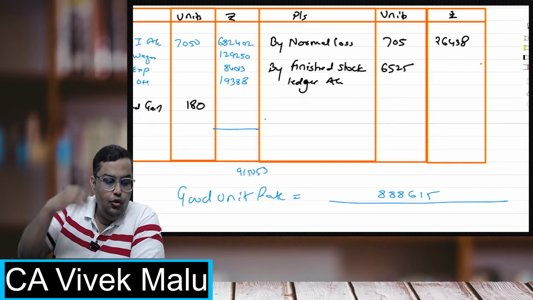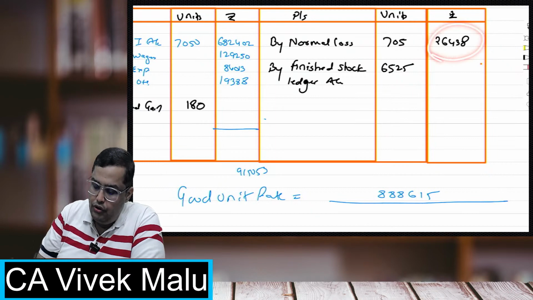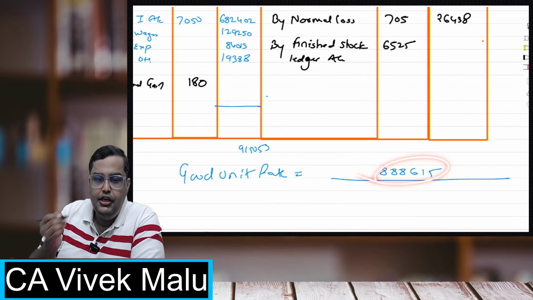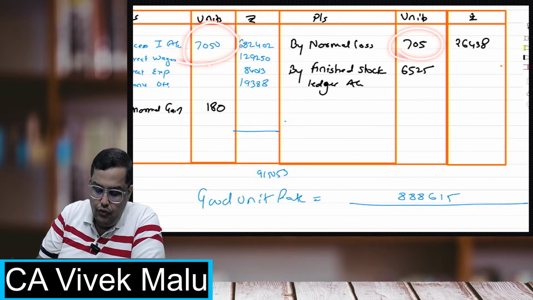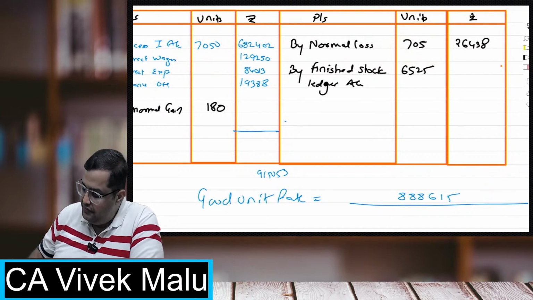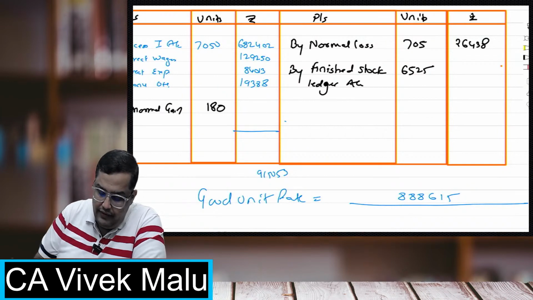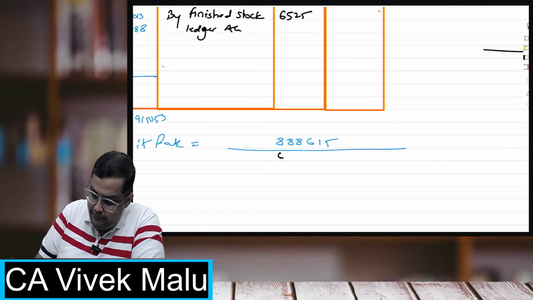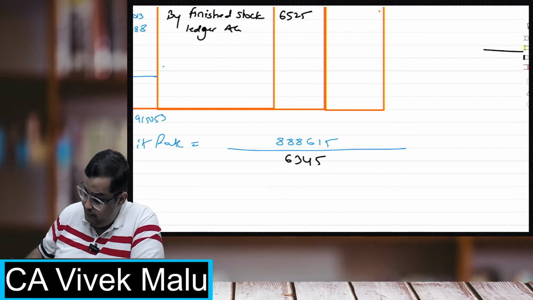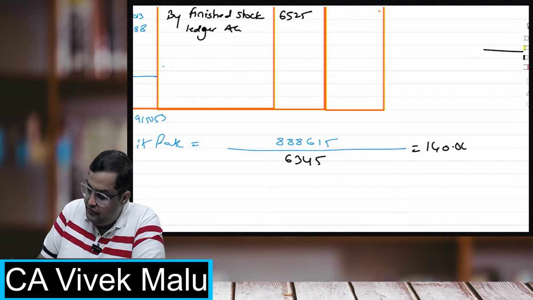So take the total and remove the scrap value of normal loss from it. I have done that, and in the denominator, what do I need? Total input minus normal loss. So 7,050 minus 705, that is 6,345, which was the expected output. Once I divide this, I'm getting 140.049 something. I can write 140.05 approx.